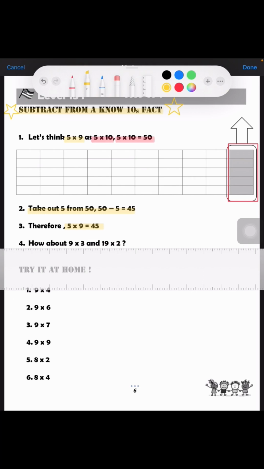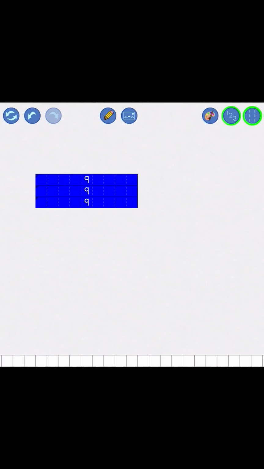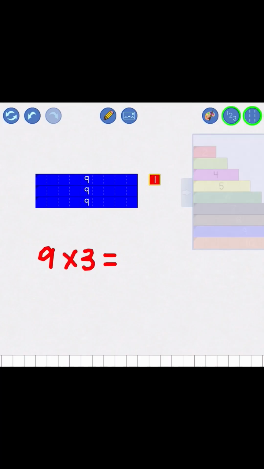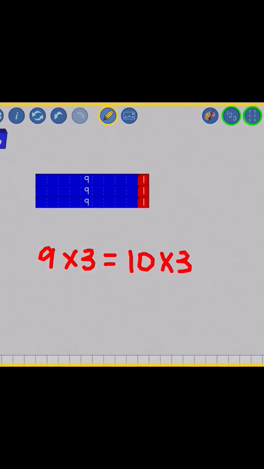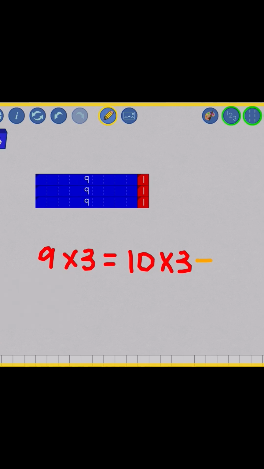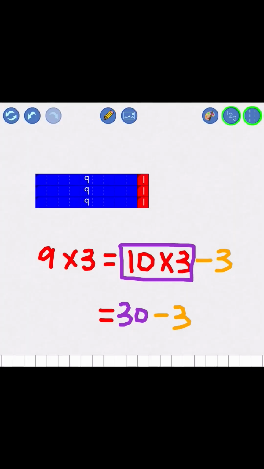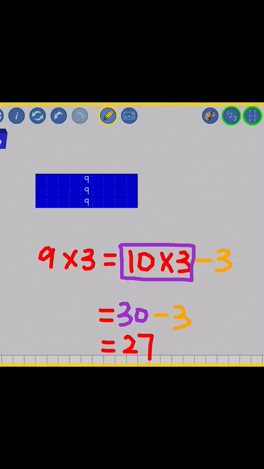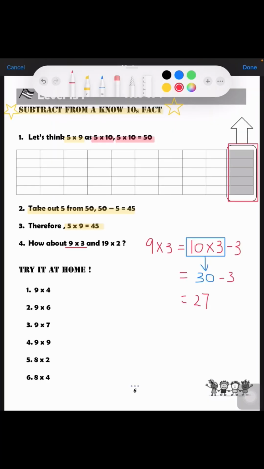Then how about 9 times 3? Let's find together. Okay, now we got 3 rows of 9. And then we put one more in each row. So now it becomes 10 times 3. And if we want to find 9 times 3, we just need to take out 3. 10 times 3 is 30. And 30 minus 3 equals 29, 28, 27. So 9 times 3 equals 27.